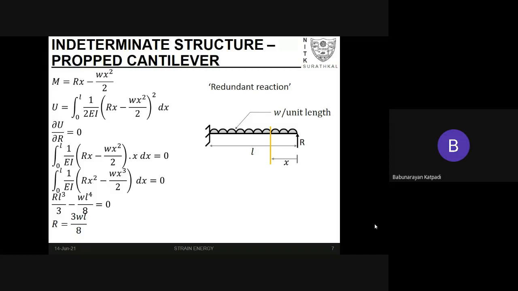Once the redundant reaction is known, the rest of the beam is known to us. If one reaction is known, the other reaction at the fixed end has to be WL minus 3WL by 8, which is 5WL by 8. And you can determine the moment at the fixed end by taking moments of all other forces about this point, that will be of the order of WL squared by 8 anti-clockwise. So this is how we use the strain energy method, the Castigliano, the minimum energy theorem or the least work, to get the redundant reaction.